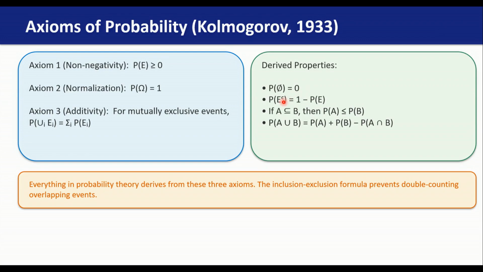Fact 2, P of not E equals 1 minus P of E. Fact 3, P of A or B equals P of A plus P of B minus P of A and B. This is P of A and B, which means A and B happening at the same time. The minus part fixes a double counting of P of A and B. To conclude, everything in probability theory derives from these three axioms. These three axioms are very important in probability theory.